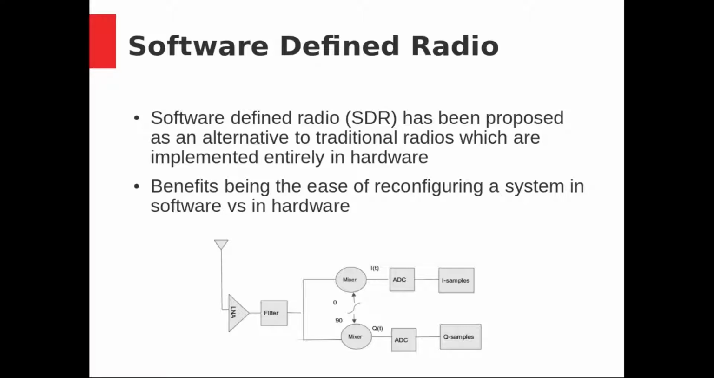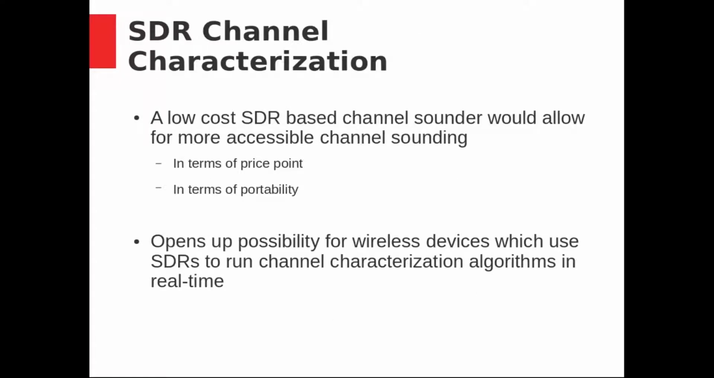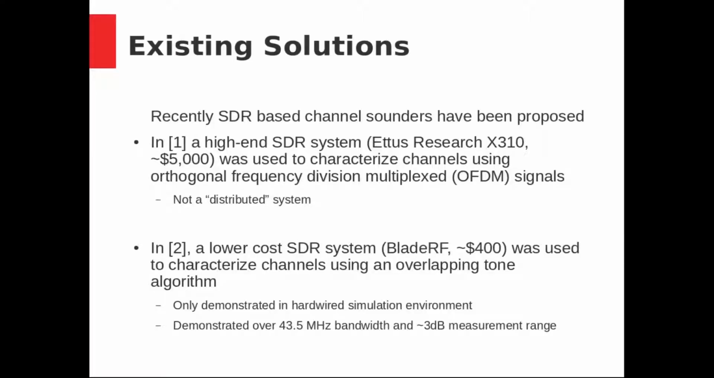Basically the only thing that happens in hardware in a software-defined radio is the down conversion and then sampling of your signal, and then that sampled signal is sent to a computer where DSP is used to do any of the modulation or demodulation of your signal. A low-cost software-defined radio-based channel sounder will allow for far more accessible channel sounding, both in terms of price point and portability. Recently, this has been a topic of research.